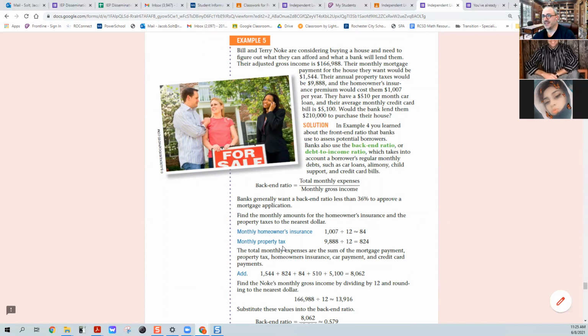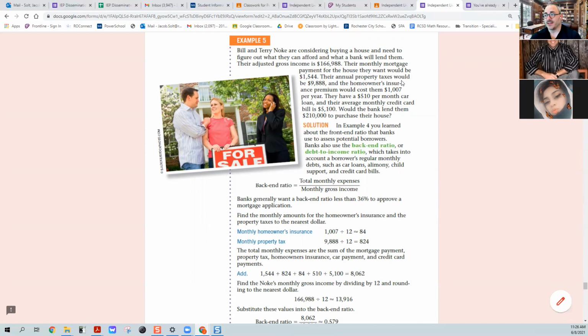We're looking at Bill and Terry Noak. All right. Bill and Terry Noak are considering buying a house and need to figure out what they can afford and what the bank will lend them. Their adjusted gross income is $166,988. Their monthly mortgage payment for the house that they want would be $1,544. So they know what the monthly mortgage payment they want for the house.